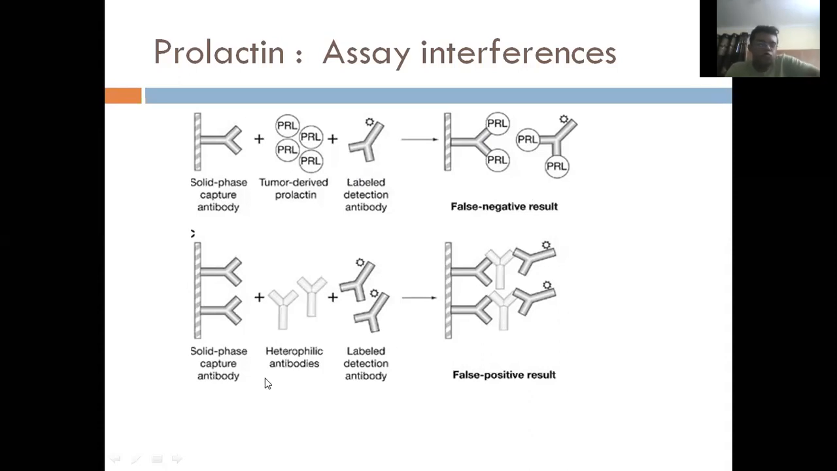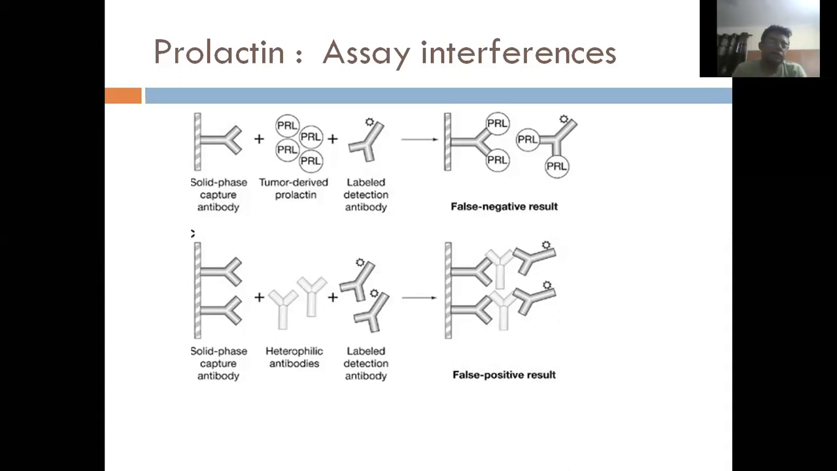Then further, you can also have heterophilic antibody. Some people may have antibody to the antibody, and this antibody can actually lead to formation of a sandwich, and you may detect prolactin where actually there is no prolactin. So this is something called heterophil antibody interference.